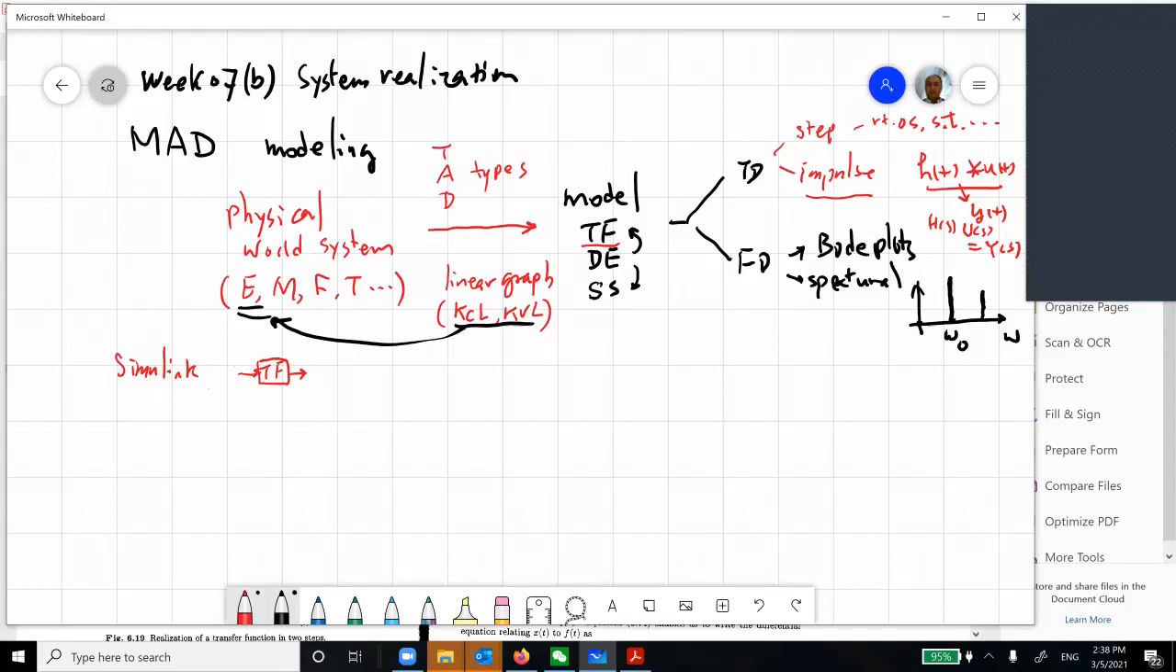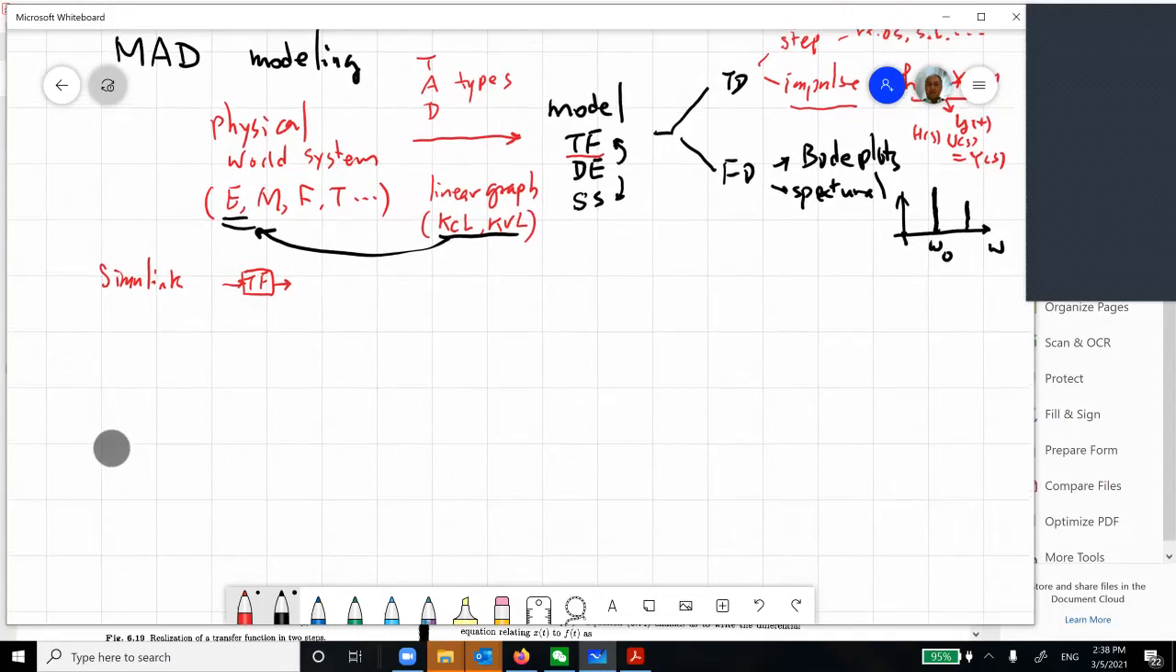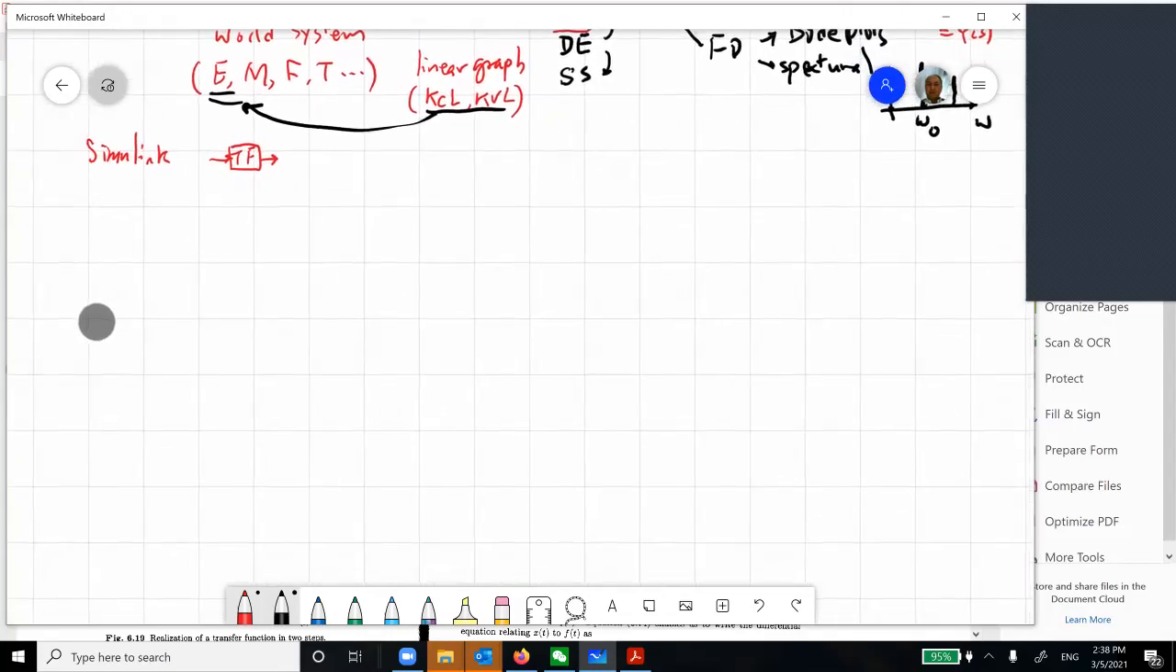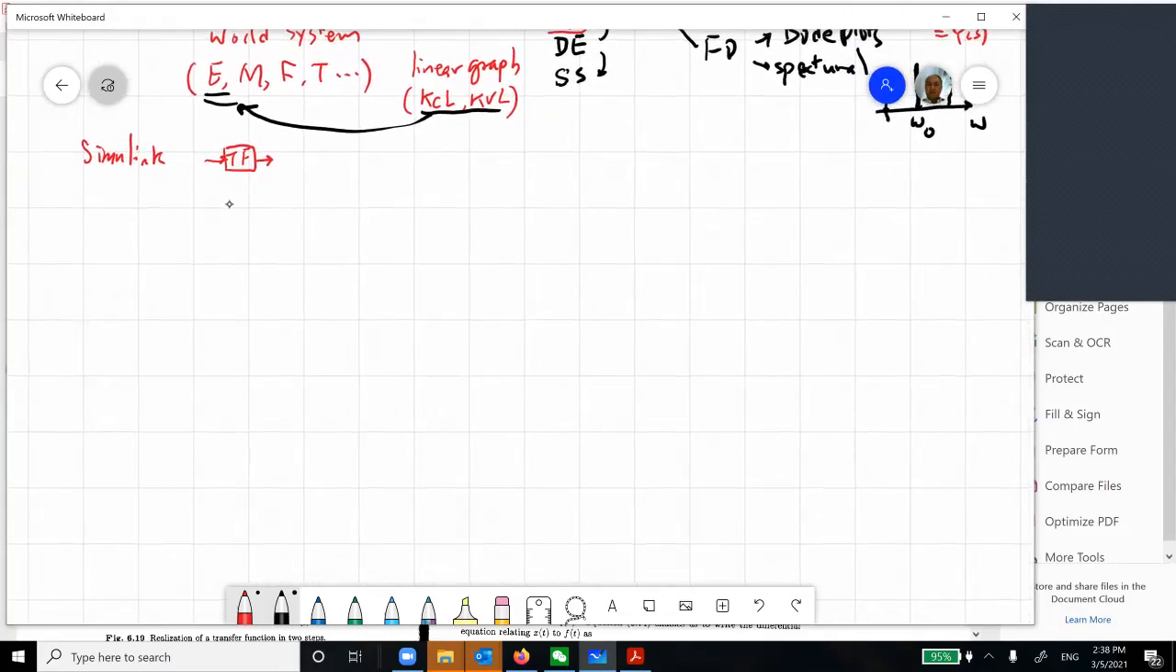In fact, Simulink will decompose this transfer function into a canonical form, so that eventually it is going to solve a set of first-order differential equations. So our question here is, suppose you have a transfer function.